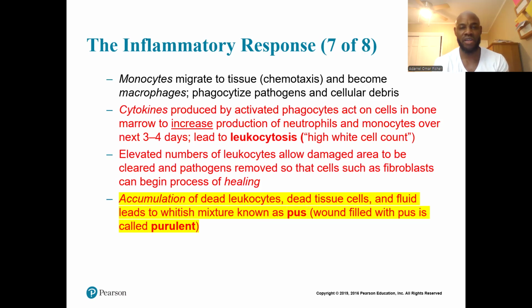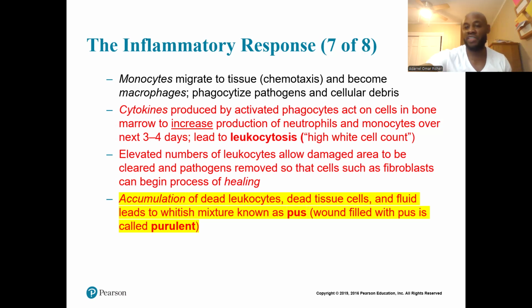Cytokines produced by activated phagocytes act on cells in the bone marrow to increase production of neutrophils and monocytes. So you get more and more of these phagocytic cells coming. The elevated number of leukocytes allows the damaged area to be cleared and pathogens removed, so that cells such as fibroblasts can begin the healing process.